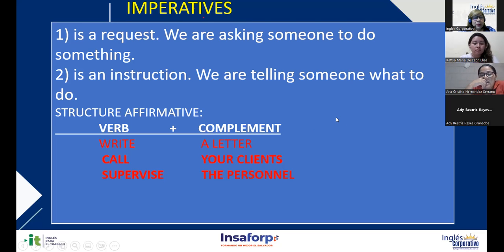Okay, what is the structure of imperatives? They are simple. Imperatives are not sentences. If you remember, I told Adi that a sentence always has a subject. You always say I, you, we, they. Sentences always have subjects, but imperatives don't have subjects. They begin with a verb and then a complement, like these examples: write a letter, call your clients, supervise the personnel. They can be requests or they can be instructions.